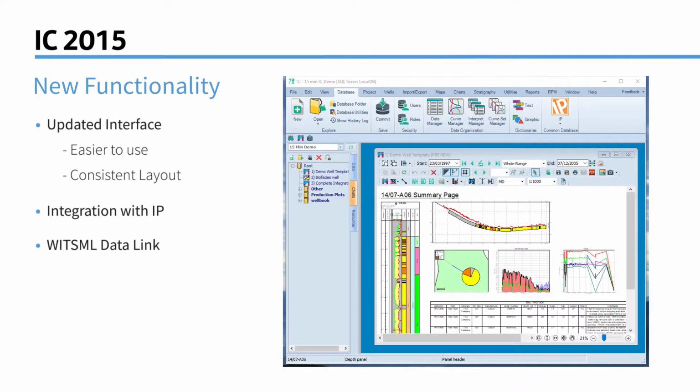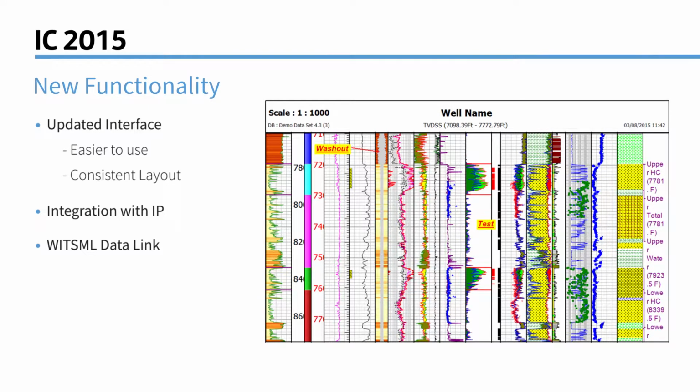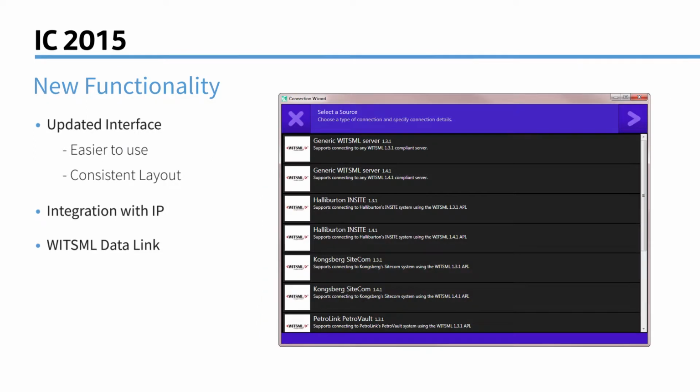So, starting with IC 2015, we updated the interface to make it more consistent and easier to use, a significant improvement over the legacy ODM product. We also added in the integration with IP, allowing you to share datasets with IP or IC, so both products can use them equally. We then also added in a WITSML data link, allowing the connection to any real-time data source and bring that data directly into IC.